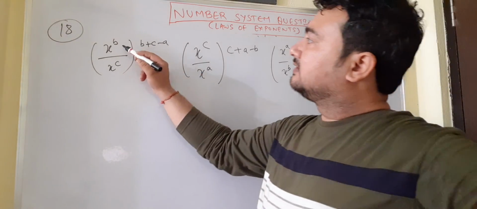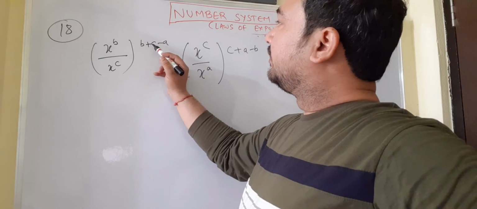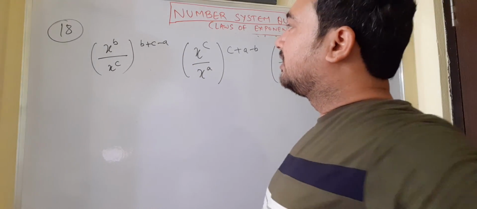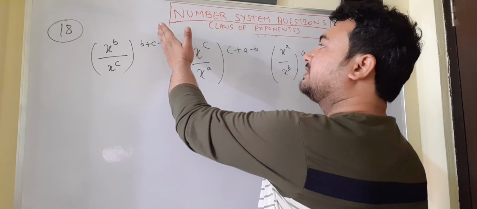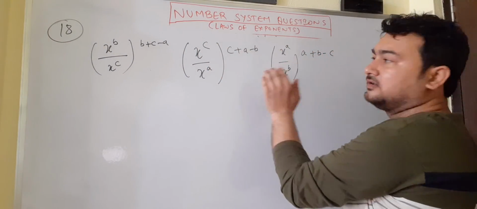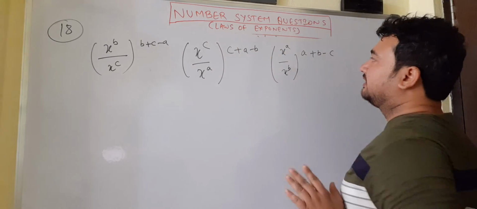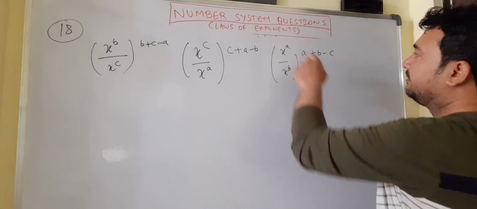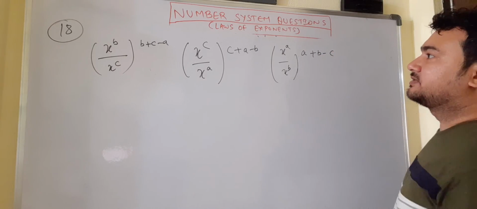Whatever it is, b and c are there, both add up, and which is not present, a, is subtracted. Here c and a are there, c and a are added. What is not present? b is subtracted. Here we have a and b added and c subtracted.